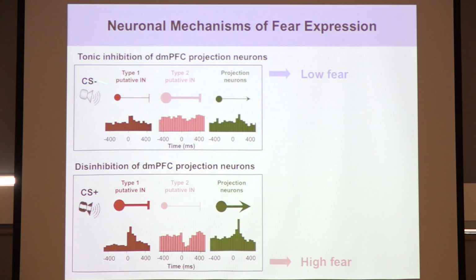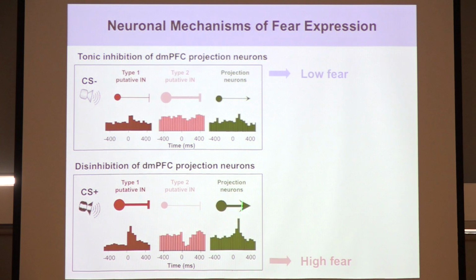So during the CS minus condition, when the fear is low, the type 1 are not activated, so the type 2 are not inhibited, and there is a tonic inhibition from type 2 to the projection neurons. When the fear is high, when it is induced by the CS+, we observe that we have an increased activation of type 1 that inhibit type 2 interneurons, and because those are inhibited, they cannot inhibit anymore the projection neurons, and this phenomenon is called a disinhibition process. You remove an inhibition onto some neuronal population to make them activated.